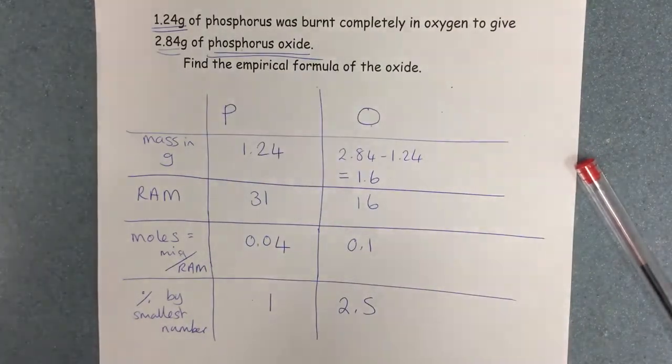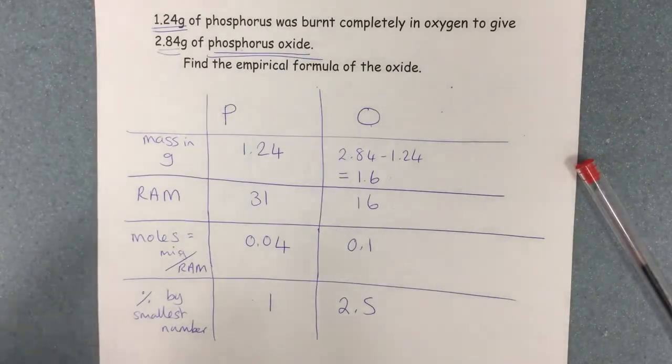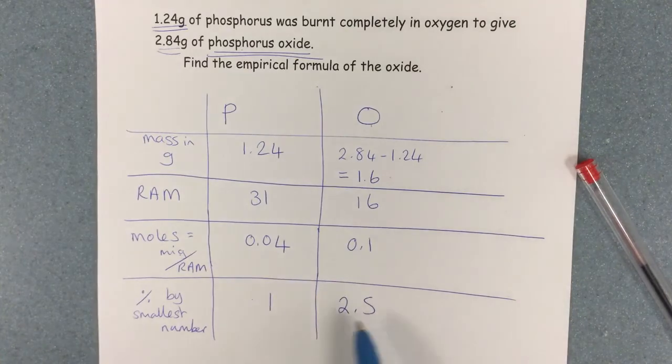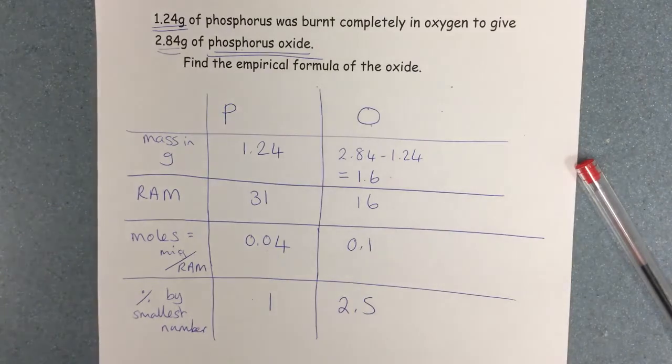Now, what to do now? I haven't got whole numbers. I've got one whole number there, but I haven't got a whole number there. If I did this calculation and I ended up with a number such as 1.99 or 4.01, anything like that, I would round it. But this is not anywhere close to 2 or 3, it is bang in the centre.